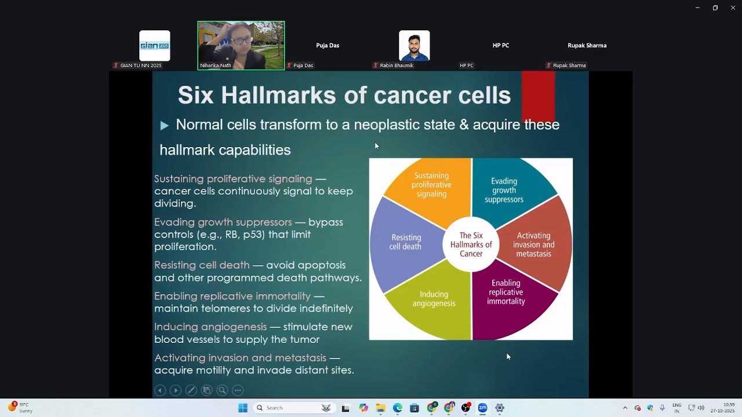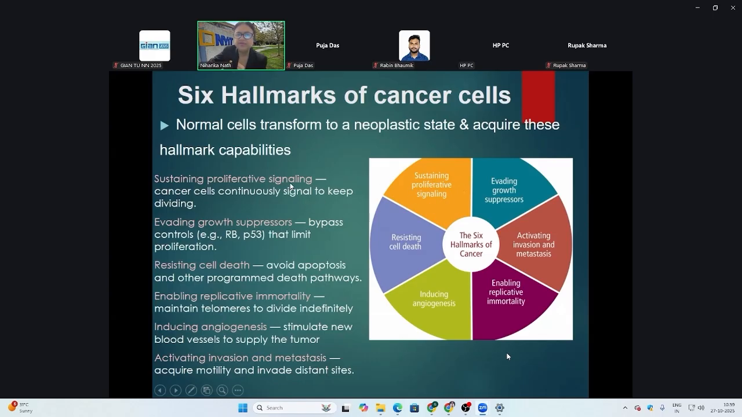So normal cells will start to transform and become neoplastic, something different, something abnormal, before it becomes cancerous. I put in six hallmark capabilities for now, not so much for molecular biology, but so that you understand that these are phases, or properties, that the cell has to achieve in order to become cancerous. Starting from number one, on this side, these are the six major ones.